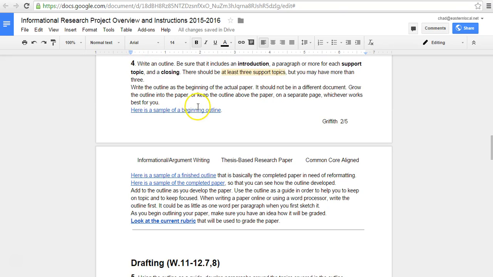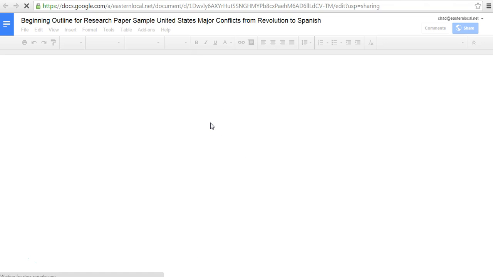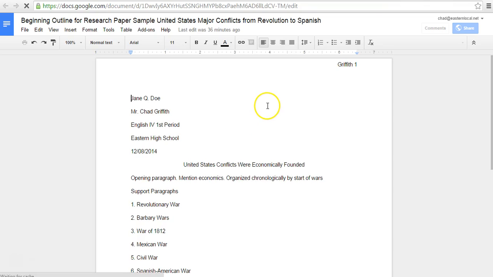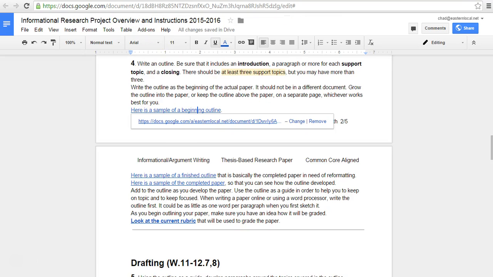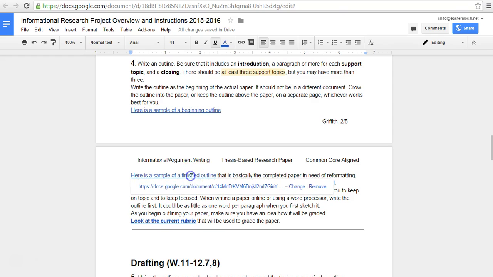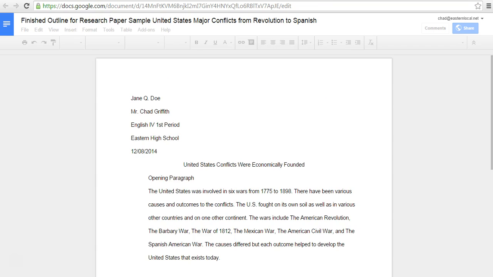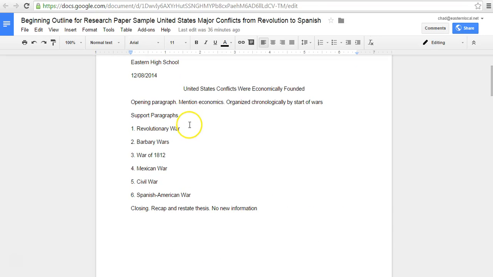Here in step 4, you had a sample of a beginning outline. I'm going to open it and also open what we're looking at more so today, and that is the finished outline. These should not be different documents in your actual paper. So the basic outline, the beginning outline, becomes the finished outline.